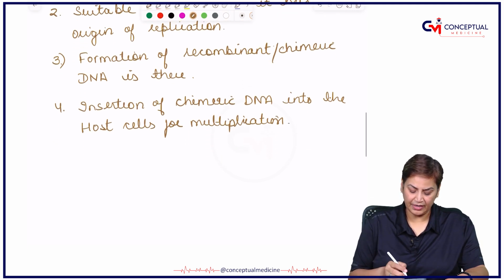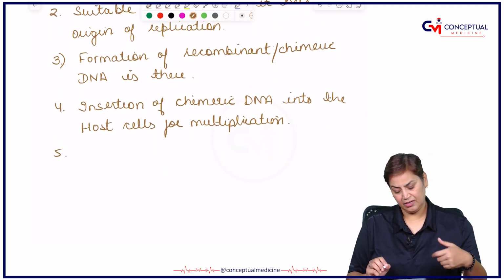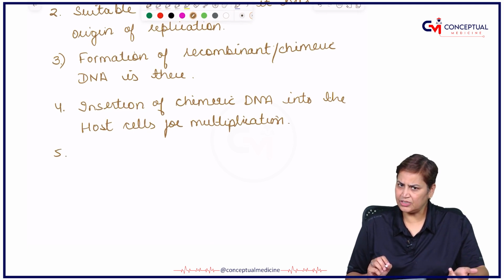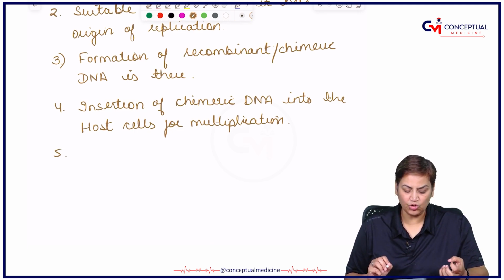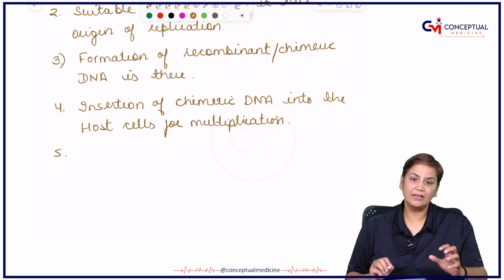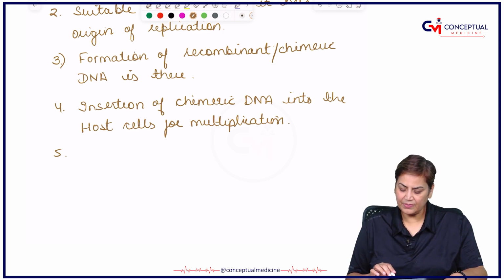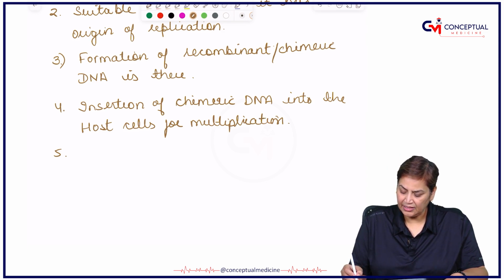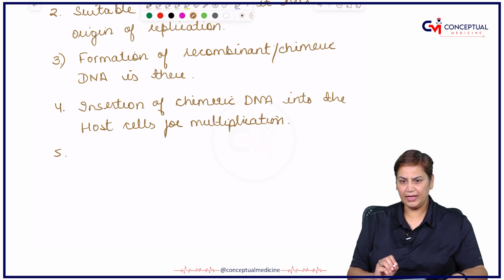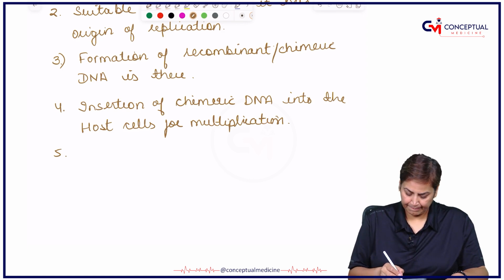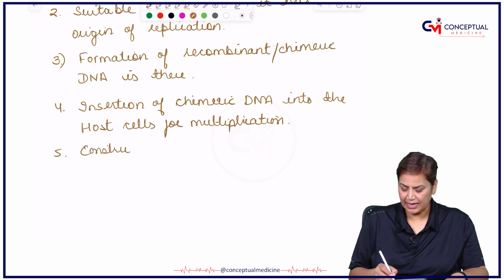Now, the fifth one is, what do we have? The clones will be there, multiplication will be there, and there will be a genomic library which will be constructed in the host. Okay. So, the fifth step would be formation or construction of a genomic library.